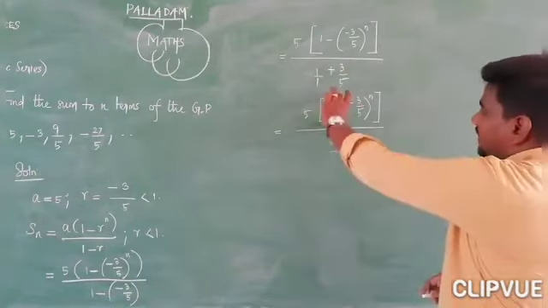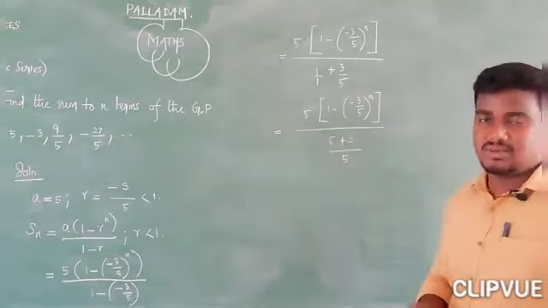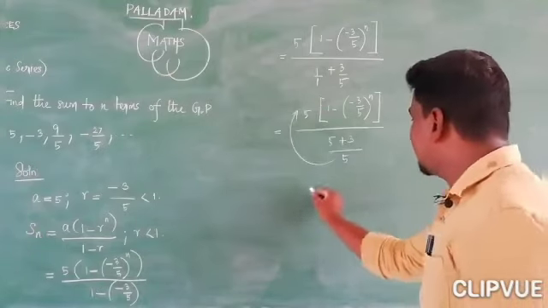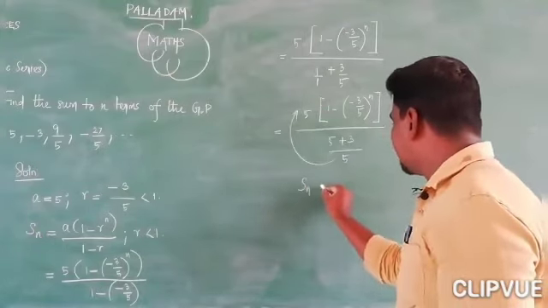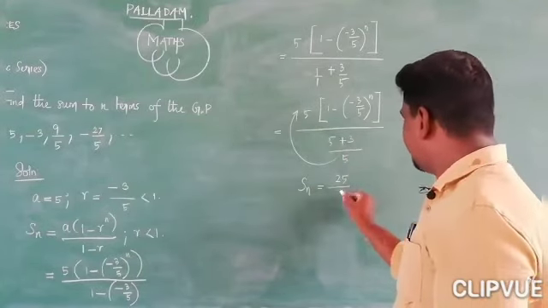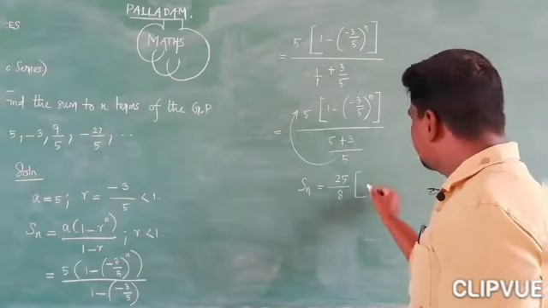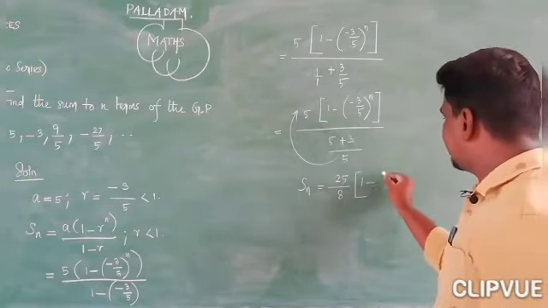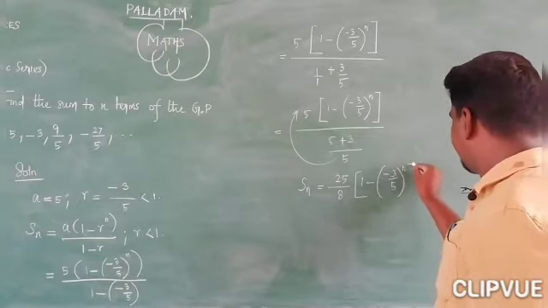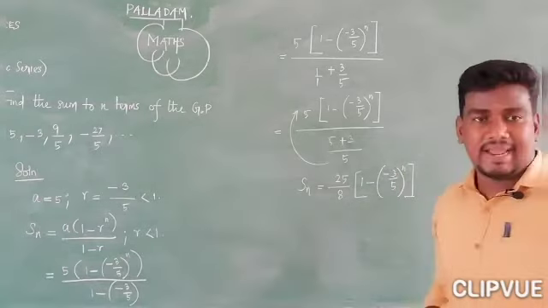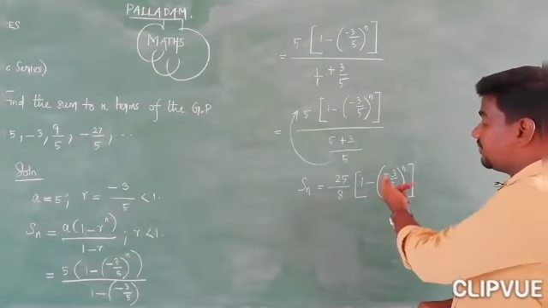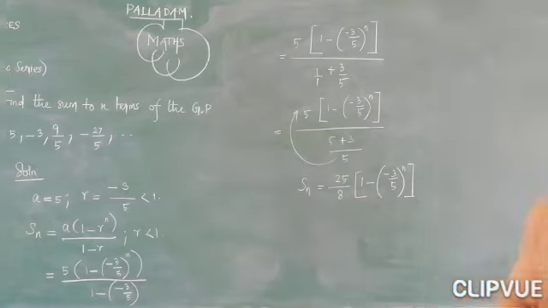So numerator and denominator has a fraction. Denominator has a fraction means you can take this to the numerator. So what do we get? Sn is equal to 5 into 5, 25, divided by 5 plus 3, 8, into this term 1 minus minus 3 by 5 whole power n. This is the required answer. So Sn equals 25 by 8 into 1 minus of minus 3 by 5 whole power n.